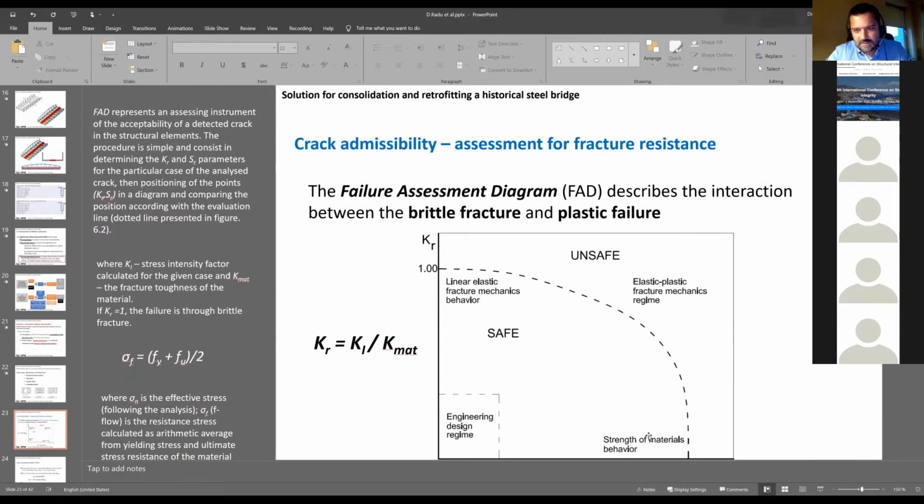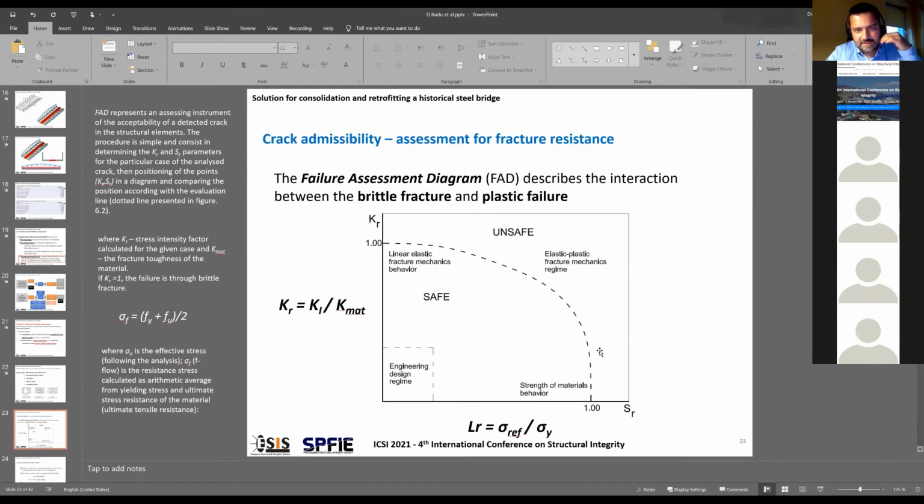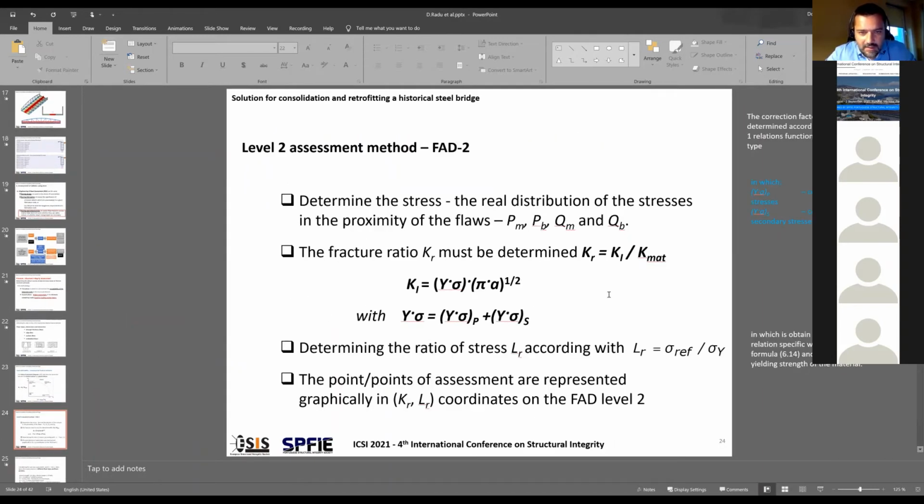Okay, so this is the crack admissibility assessment for fracture resistance. So this is the idea in the background of the failure assessment diagrams, considering the Lr and Kr ratios: the Lr, the stress ratio, and the stress intensity factor, and the fracture toughness of the material, considering for this failure assessment level 2 these phases of the calculation.